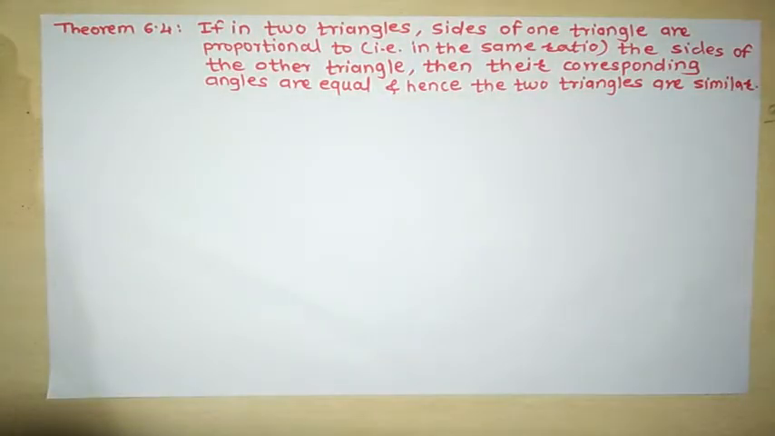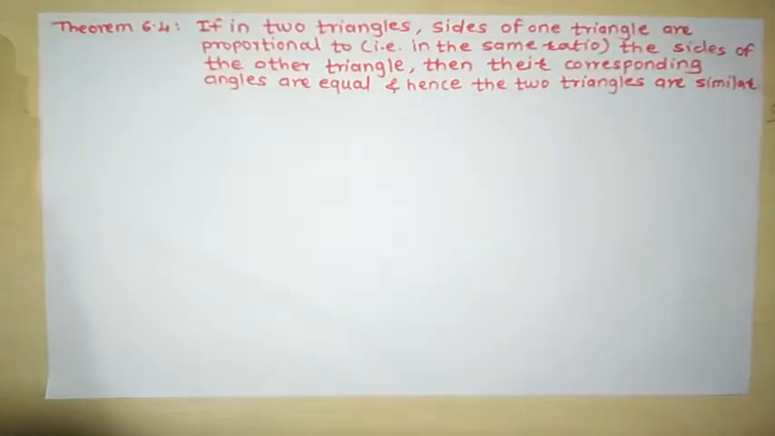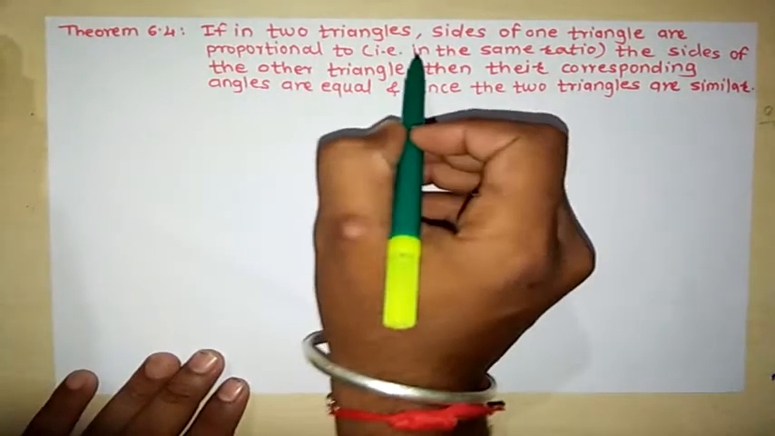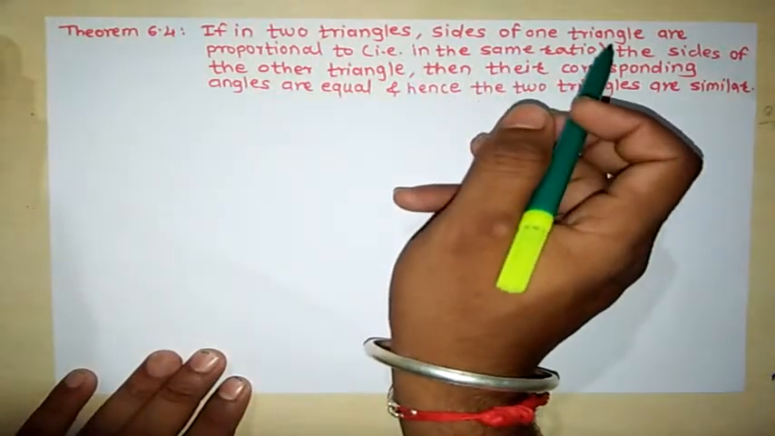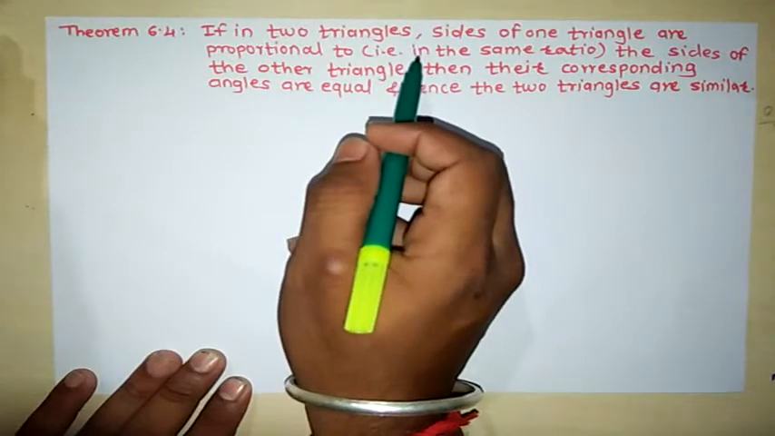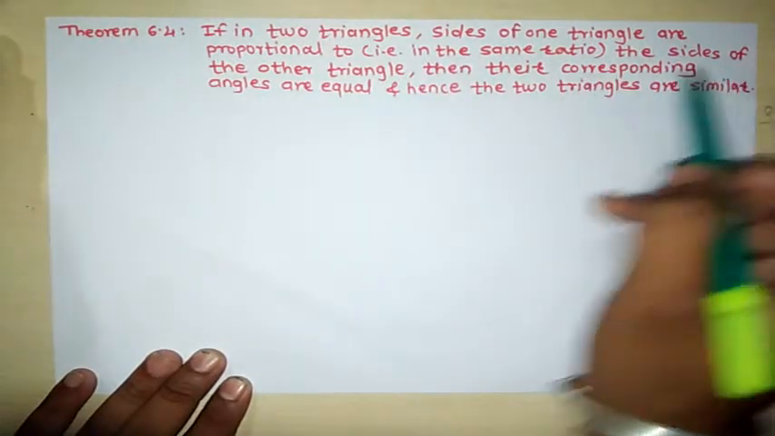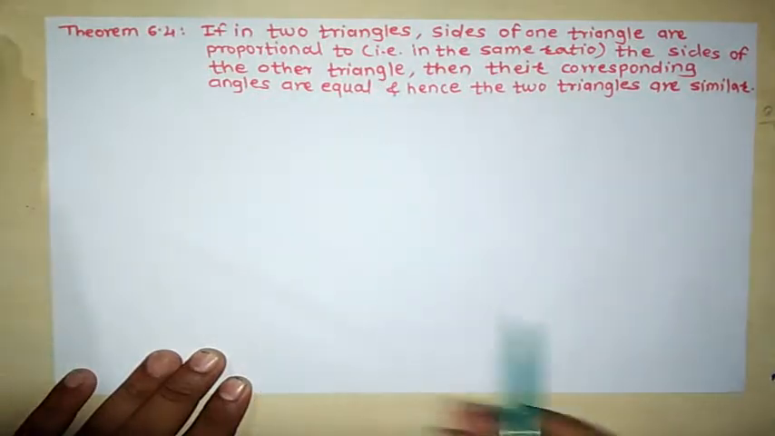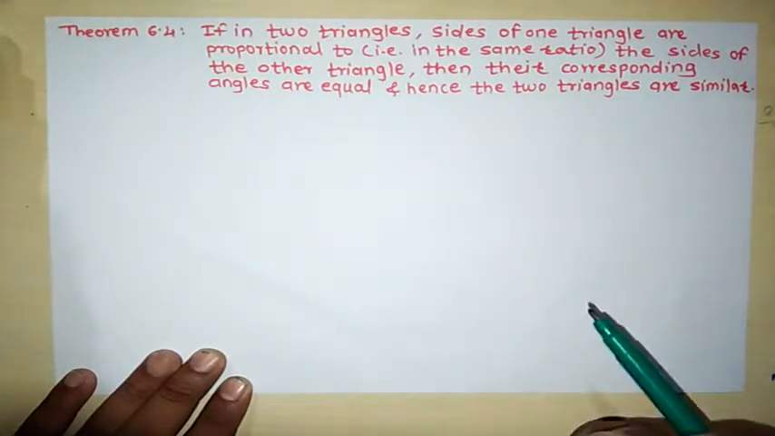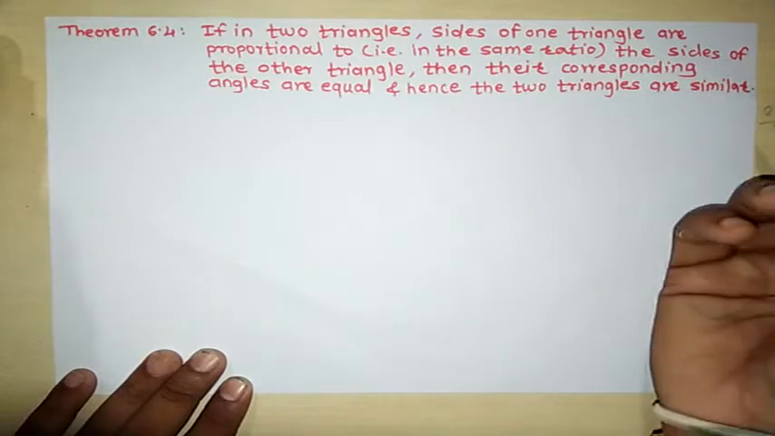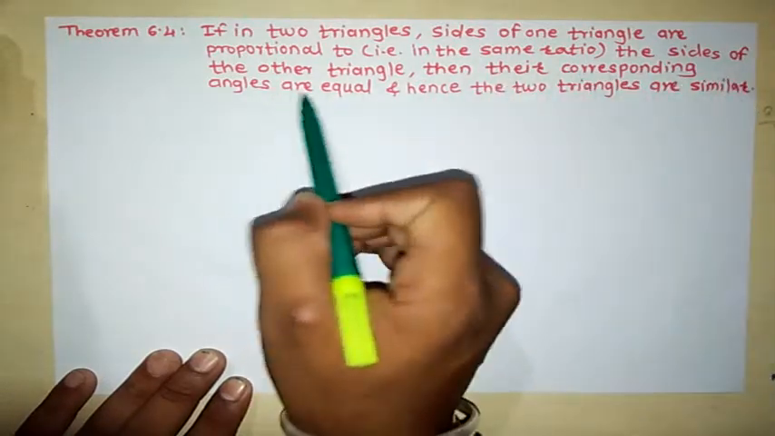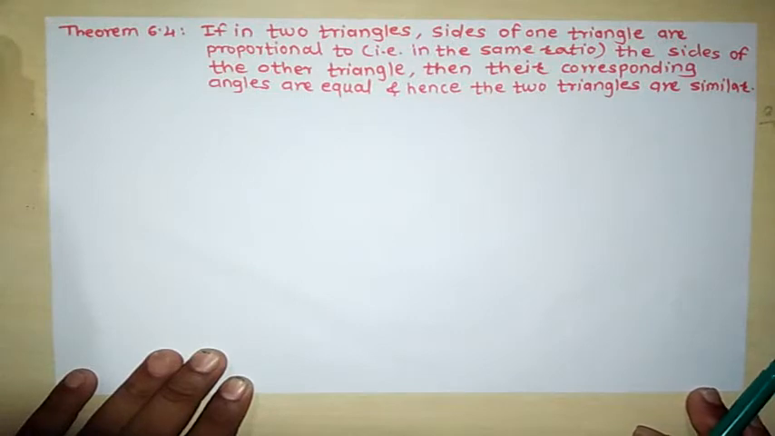Now we will see theorem 6.4. This is the triple S similarity criterion. See, in this theorem what is given? If in two triangles, the sides of one triangle are proportional to, that is in the same ratio as, the sides of the other triangle, then their corresponding angles are equal, and hence the two triangles are similar.